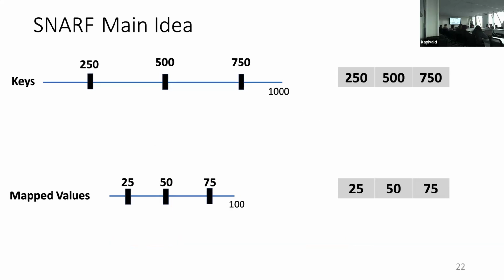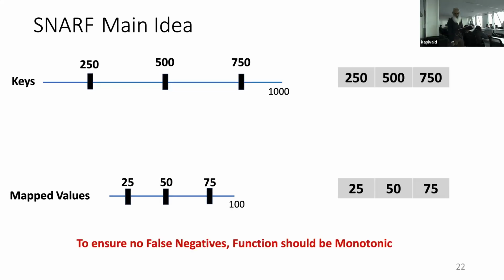Now, can we use any mapping function for mapping things to a smaller domain? The answer turns out to be no. To ensure that there are no false negatives, the function has to be monotonic. Let me show this through an example. Let's say we have this range query, is there a key in the range 450, 550?